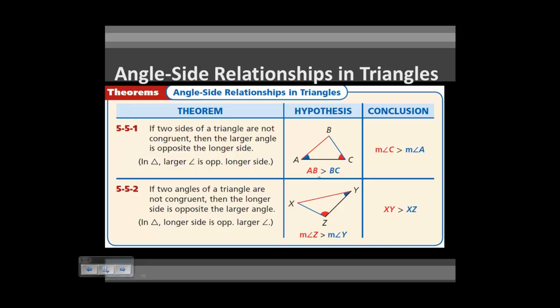So in this case, they're saying if segment AB is longer than segment BC, then that means that the angle across from AB, so angle C, is bigger than the angle that's across from BC, which is angle A. So in other words, bigger side, bigger angle across from it, smaller side, smaller angle across from it. Simple as that.